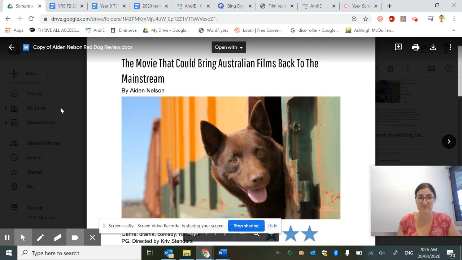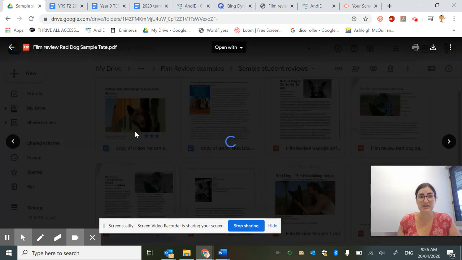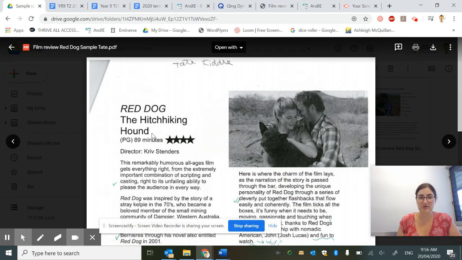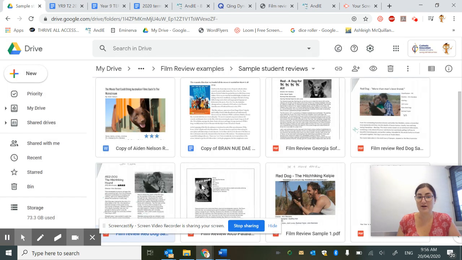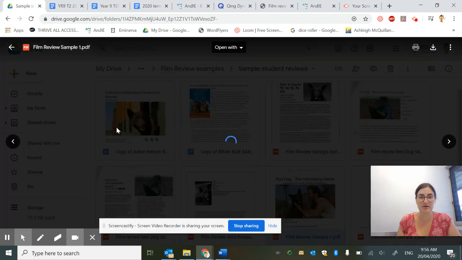Your picture doesn't have to be that big. Okay, I'd probably say Aiden's is a little too big. This one here is not too bad. So it's set out that way. The runtime as well. So how long the movie runs for is actually quite good too. This one's set out well.